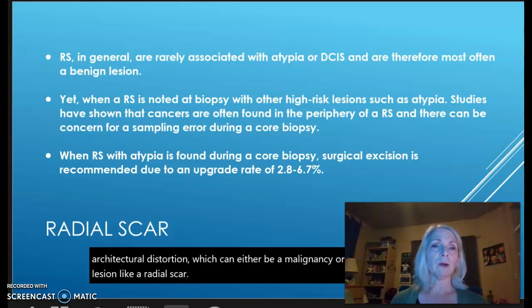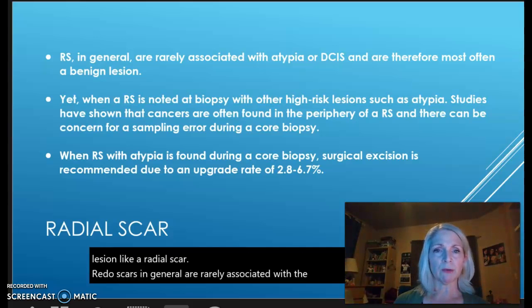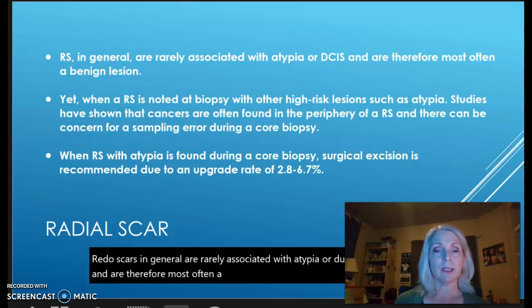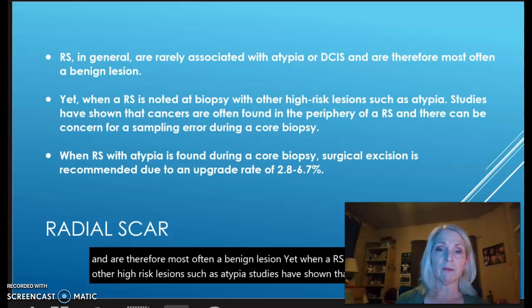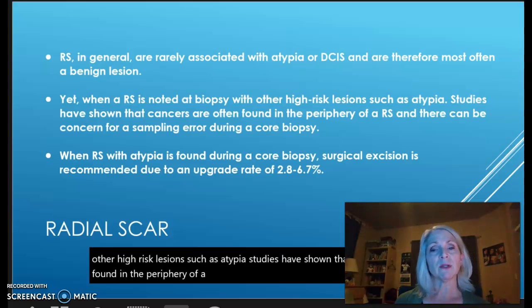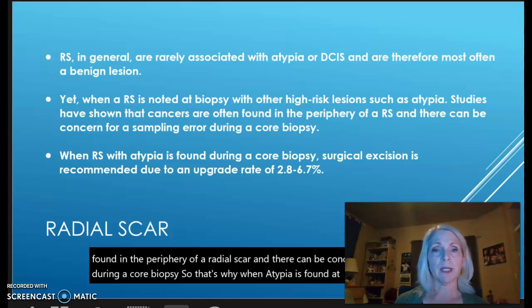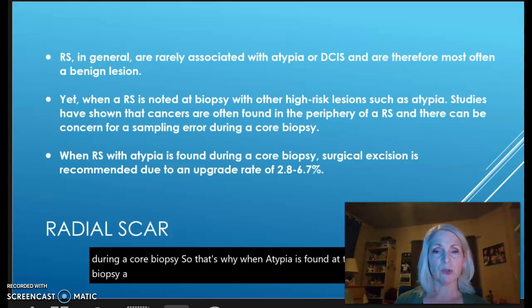Radial scars in general are rarely associated with atypia or ductal carcinoma in situ and are therefore most often a benign lesion. Yet when a RS is noted at biopsy with other high-risk lesions such as atypia, studies have shown that cancers are often found in the periphery of a radial scar, and there can be concern for sampling error during a core biopsy. So that's why when atypia is found at the time of a core biopsy, a surgical excision is recommended due to an upgrade rate of 2.8 to 6.7%.